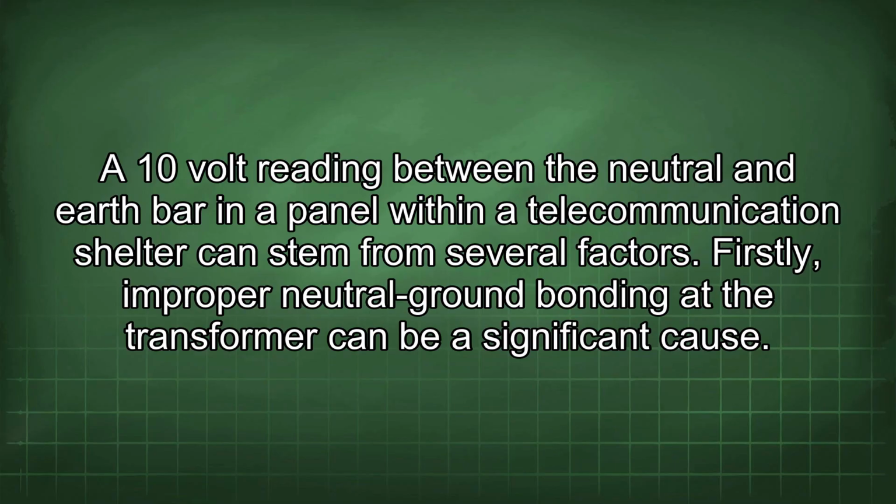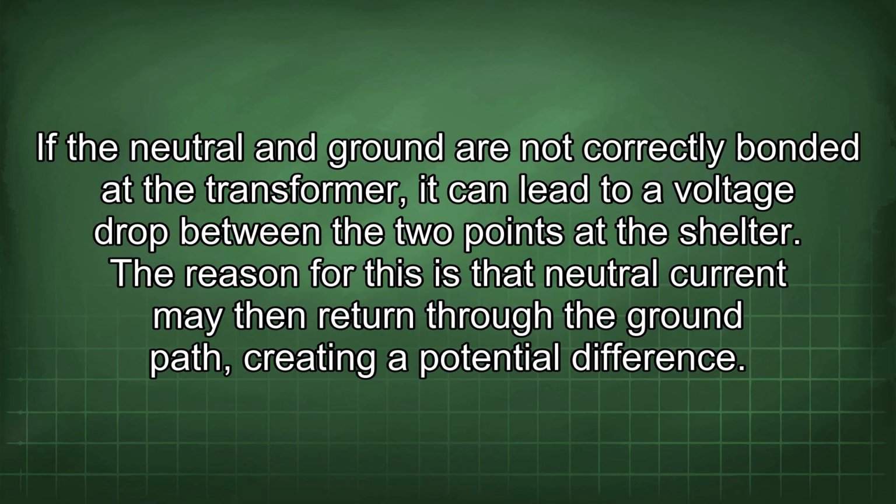A 10-volt reading between the neutral and earth bar in a panel within a telecommunication shelter can stem from several factors. Firstly, improper neutral-ground bonding at the transformer can be a significant cause. If the neutral and ground are not correctly bonded at the transformer, it can lead to a voltage drop between the 2 points at the shelter. The reason for this is that neutral current may then return through the ground path, creating a potential difference.